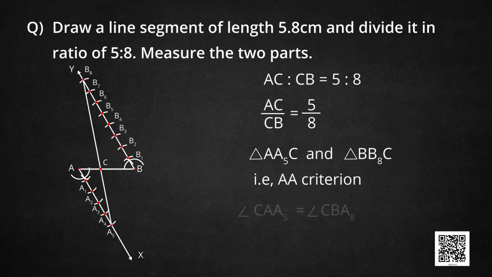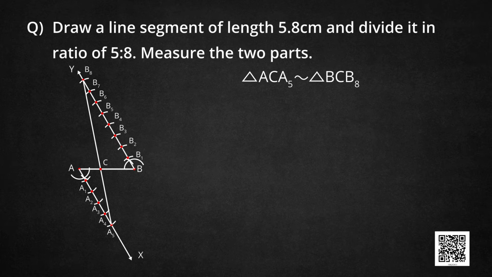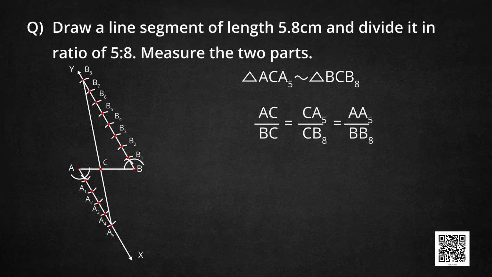So you can see that these two angles are equal. Yes, angle CAA5 is equal to angle CBB8 and angle ACA5 is equal to angle BCB8 because they are vertically opposite angles. So triangle ACA5 is similar to triangle BCB8. So we know that all corresponding sides in similar triangles are in equal proportion. So what do we get? AC upon BC is equal to CA5 upon CB8, which is equal to AA5 upon BB8. That is AC upon BC is equal to 5 upon 8. Let us measure AC and BC. What do you get, children?